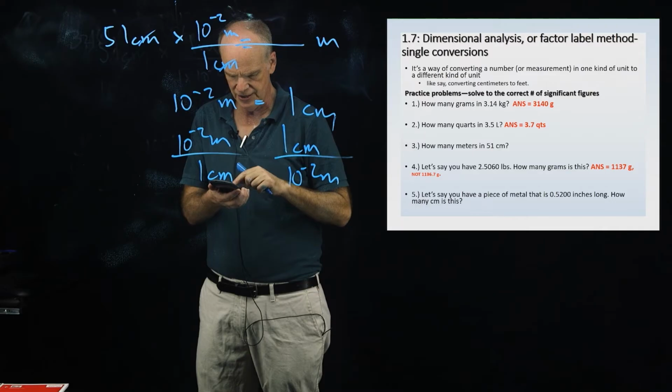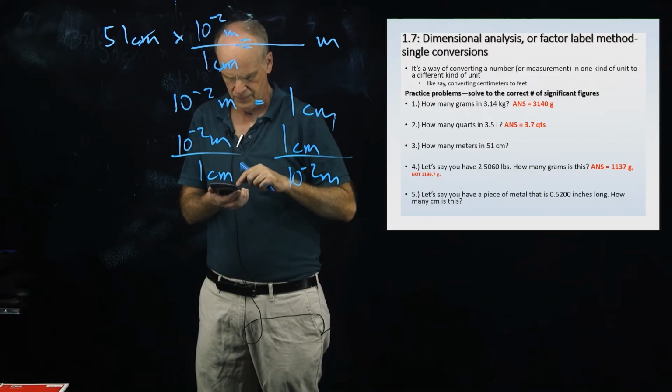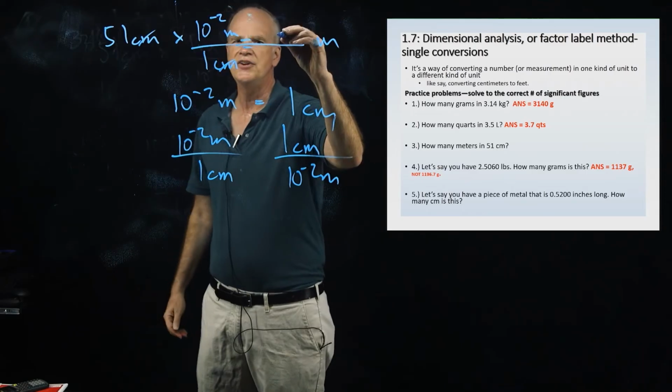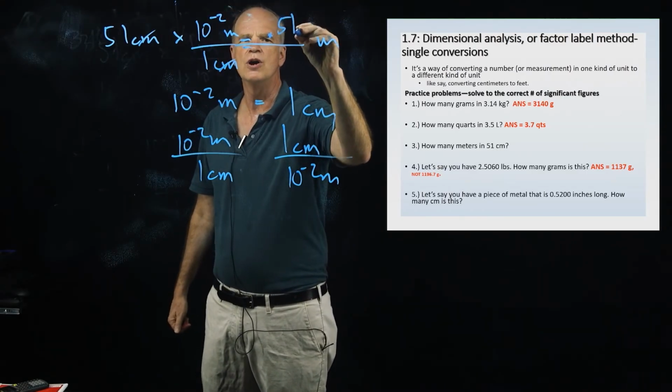So it's 51 times 10 to the negative 2. The answer should be 0.51 meters.